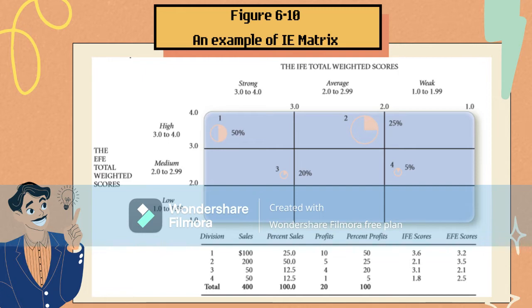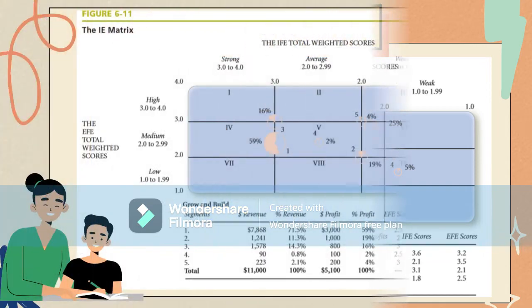To summarize figure 6-10, Division 2 contributes the greatest percentage of company sales, therefore it represents the largest circle in the matrix. Division 1 contributes the greatest proportion of total profits, and we can see in the matrix it has the largest percentage pie slice. Based on the position of each circle, growth and build strategies are applicable for Divisions 1, 2, and 3, and Division 4 is a candidate for harvest or divest na diniscuss ni Rachel kanina lang. So we go to the next example which is figure 6-11.